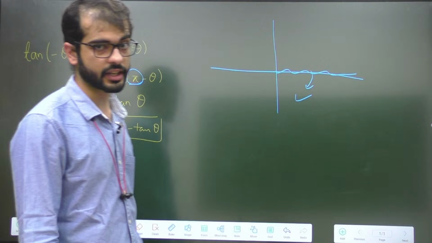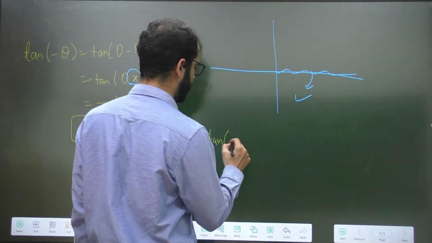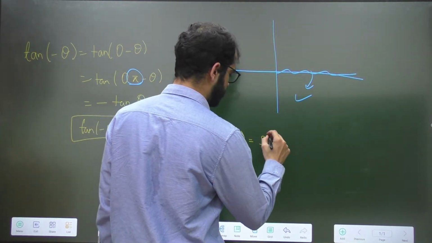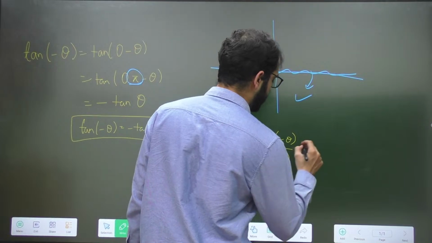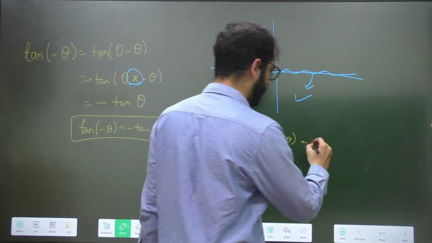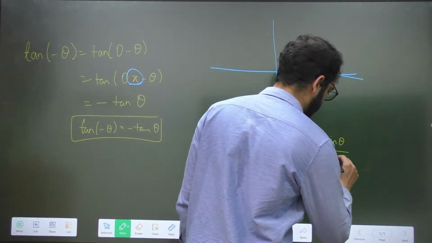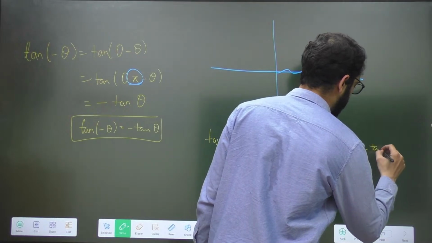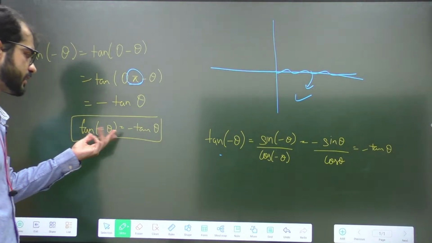It is similar to sine. Another way to observe this is, if someone asks you to find the value of tan of minus theta, just write it as sine of minus theta divided by cos of minus theta. According to the previous two cases that we recently discussed, sine of minus theta I can write as minus sine theta, divided by cos consumes the negative, so I'll write cos theta. This becomes minus tan theta. So now tan of minus theta is minus tan theta.